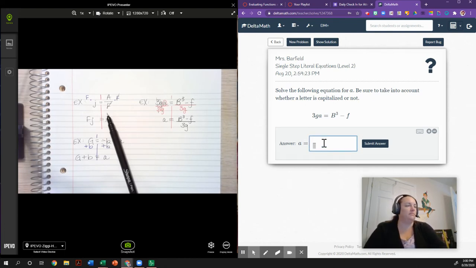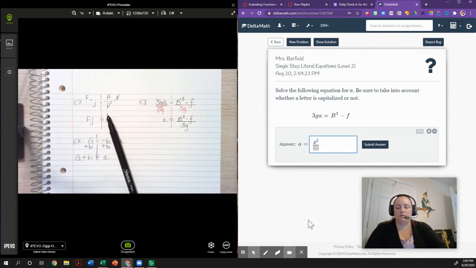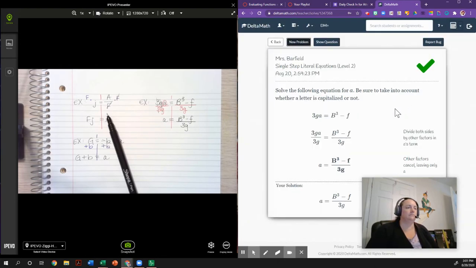Okay, so now when I type that in, I'll type in a equals. All right, we put the divide sign first, so I get my fraction. So capital B to the third, and then I have to press my arrow key to get it out of the exponent, minus f. And then in the denominator, 3g. Oh, my 3 didn't type. Oops. 3g. There we go.